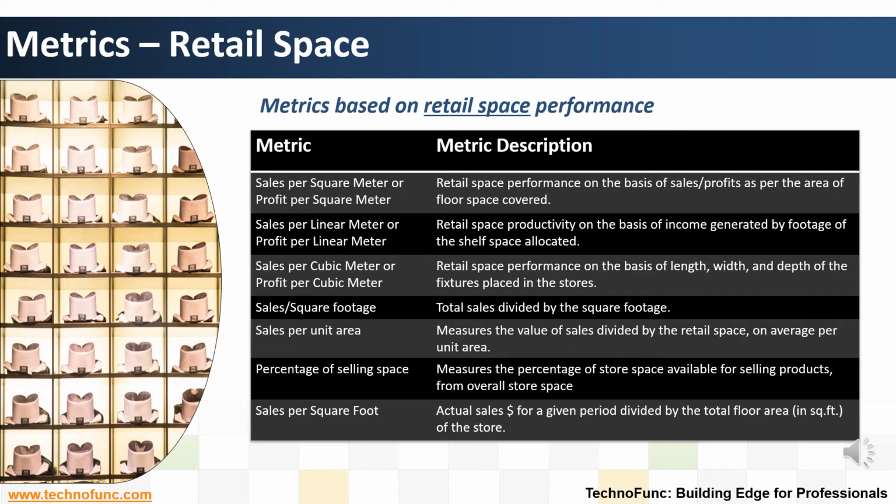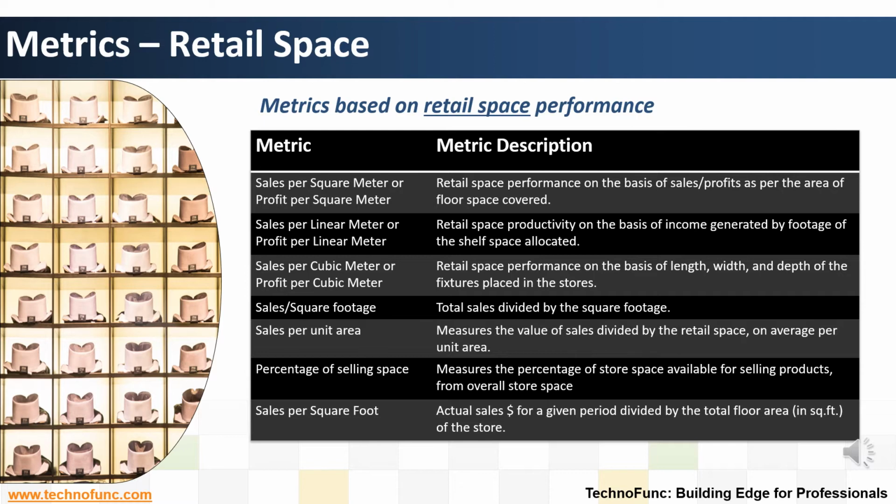One key metric is sales per square footage: total sales divided by the square footage. This metric identifies the average sales per square foot of a retail establishment. You can also calculate average sales per unit area. It measures the value of sales divided by the retail space, on average per unit area. The unit of area is usually square meters in the metric system or square feet in U.S. customary units. Another key metric is the percentage of selling space.